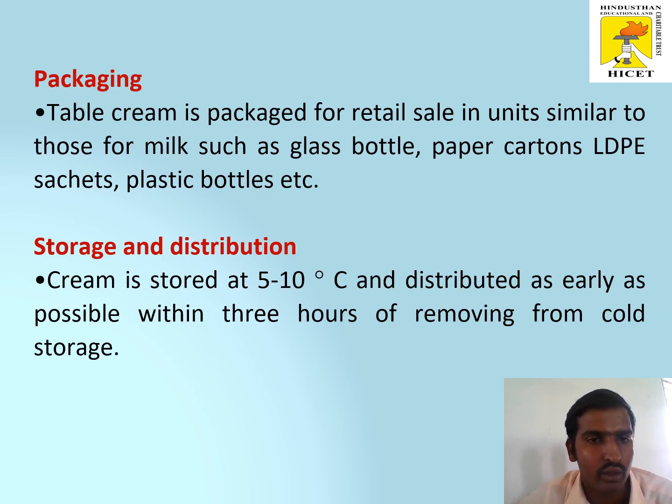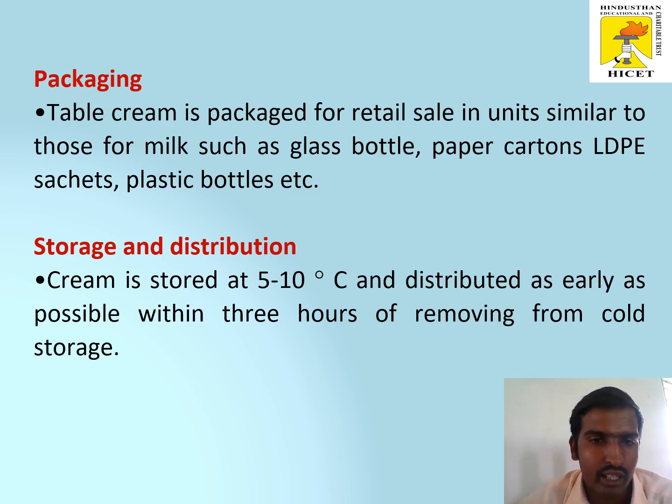So packaging, storage and distribution. Packaging: table cream is packed into LDPE pouches or paper cartons, glass bottles, sachets, plastic bottles, etc. And this packed cream can be stored at a temperature of 5 to 10 degrees Celsius, and especially for ice cream processing, you need a frozen condition, a freezing temperature of less than minus 12 degrees Celsius to minus 18 degrees Celsius.